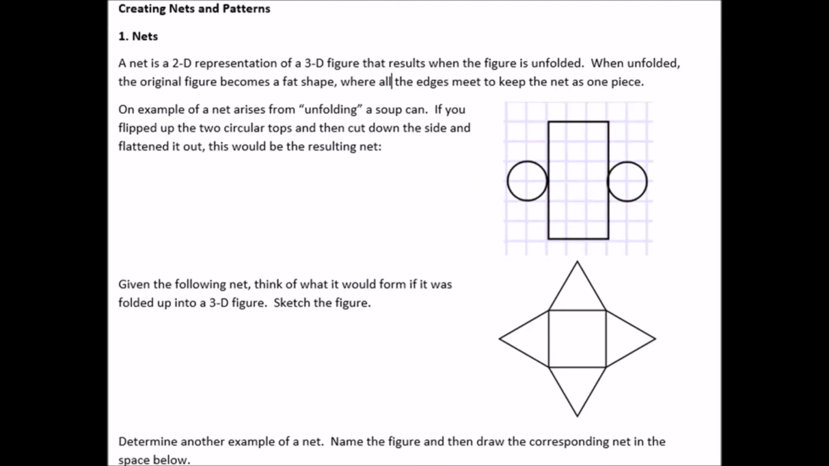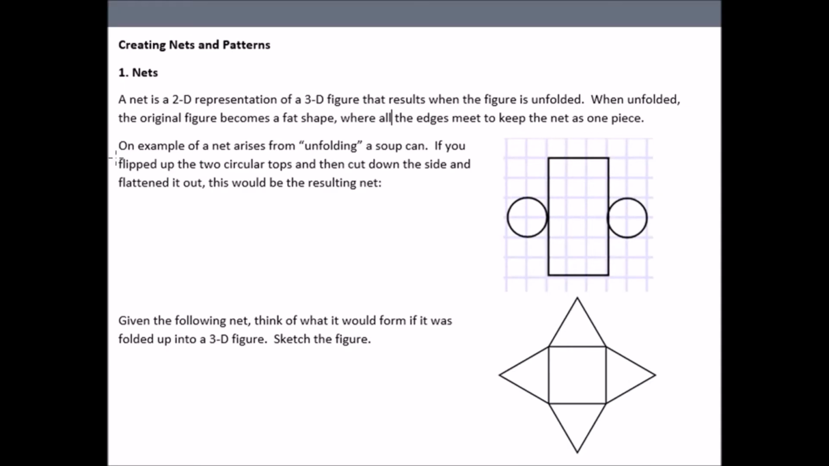It's just like a recap, creating nets and patterns. A net is a 2D representation of a 3D figure that results when the figure is unfolded. So we take whatever 3D figure we want and we unfold it, and that gives us a net. They're still attached. So when unfolded, the original figure becomes a flat shape where all the edges meet to keep the net as one piece. One example of a net arises from unfolding a soup can.